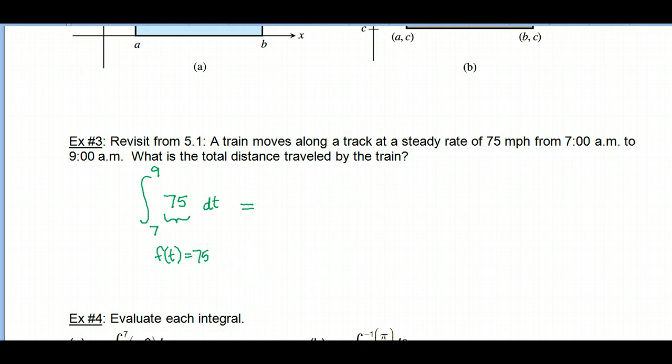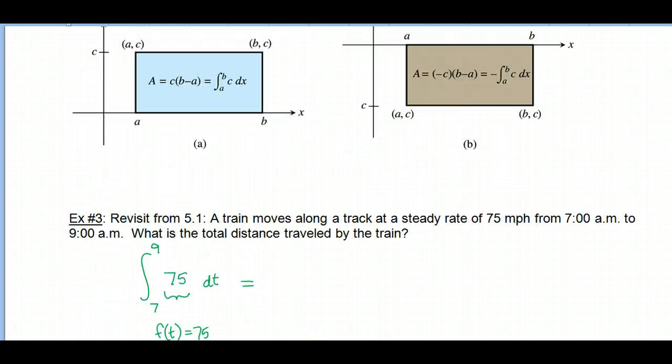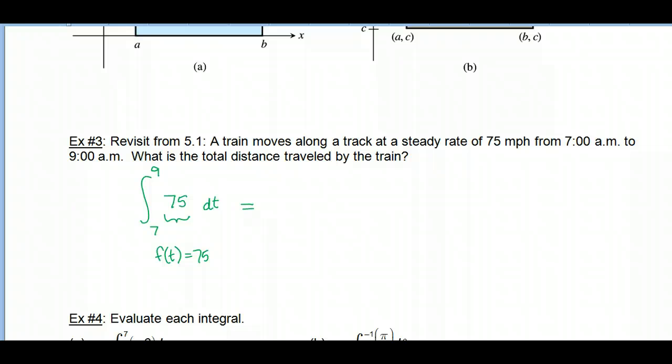What I'm trying to show you is this is a rectangle. So whenever you have a constant, just subtract the bounds, 9 minus 7, times 75, that constant rate. So the integral would be 150? Yeah.